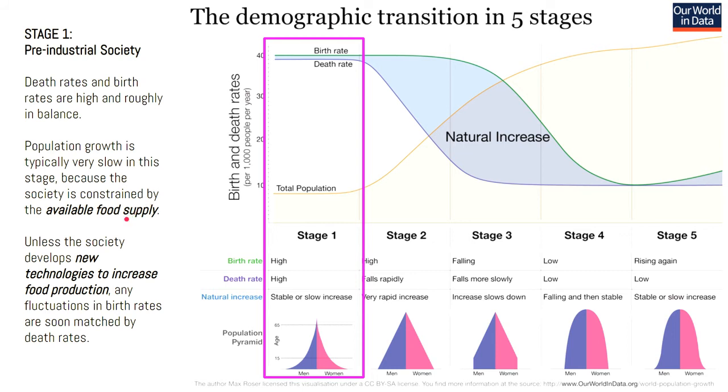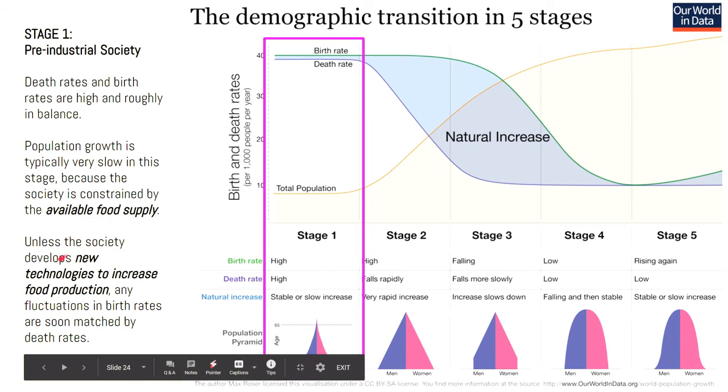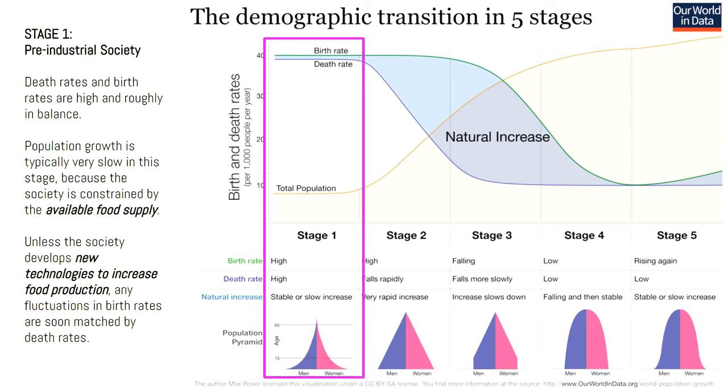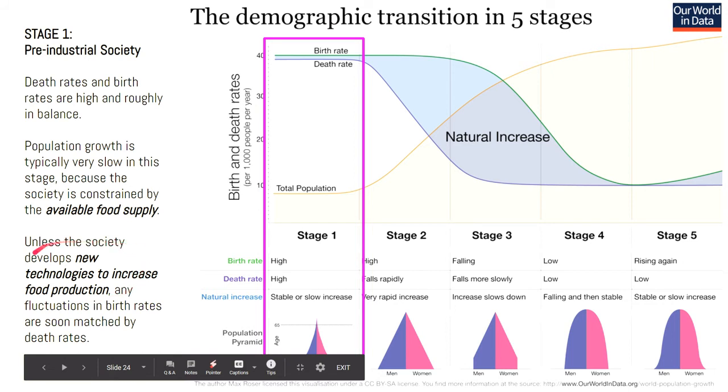So unless the society develops new technologies to increase food production, this will eventually cause a more problematic situation for the country. Any fluctuations in birth rates will soon be matched by death rates. So even if more children are born, more and more people are dying because they cannot be fed. So again, new technologies to increase food production, that's STEM again: science, technology, engineering, and mathematics. This is why we need to have more STEM graduates to address this problem on food production.